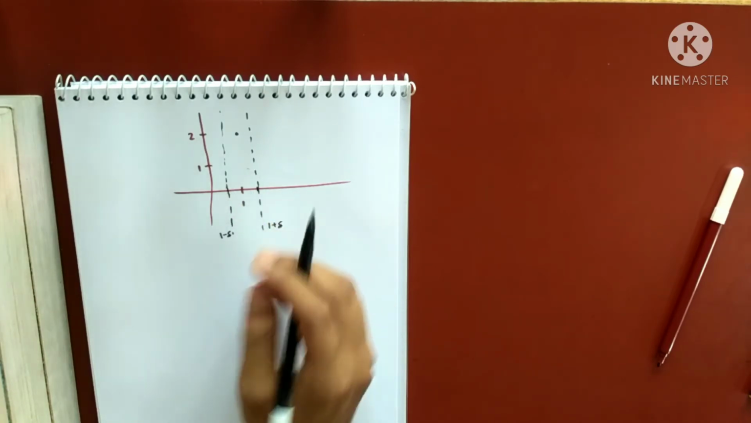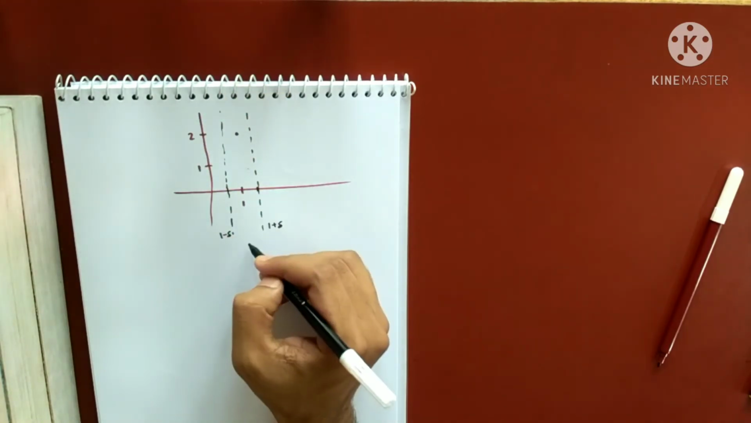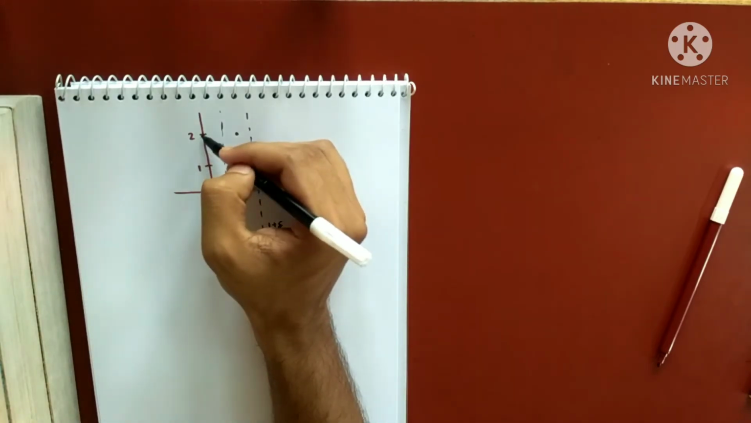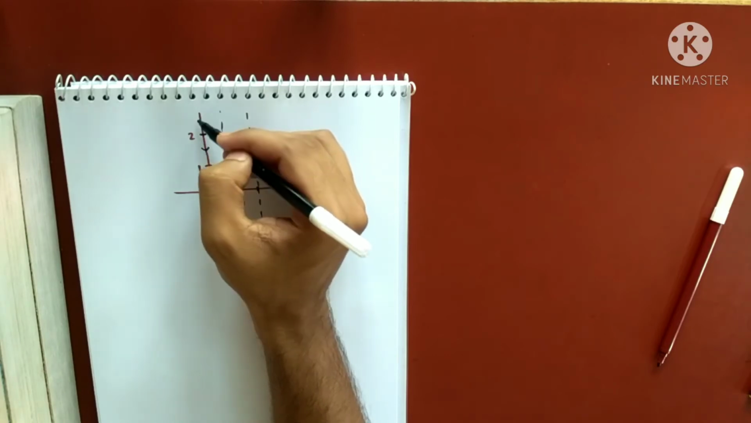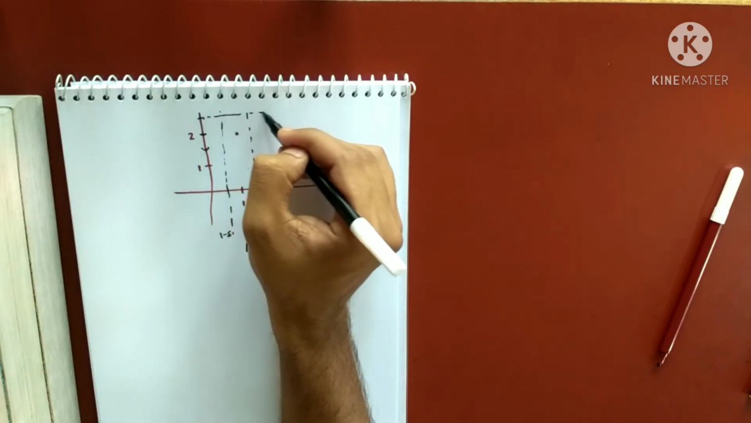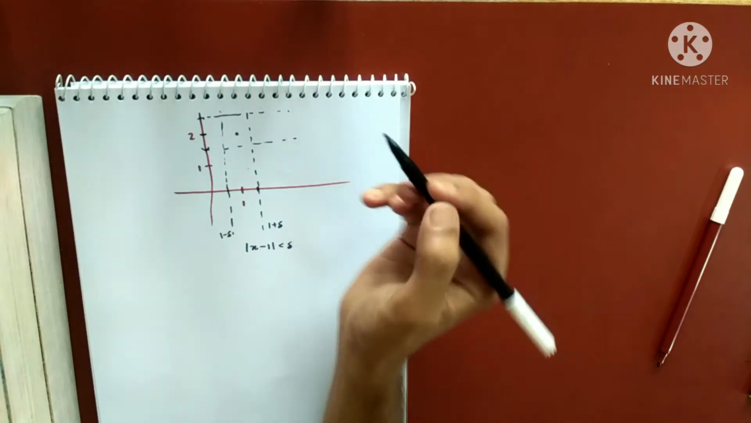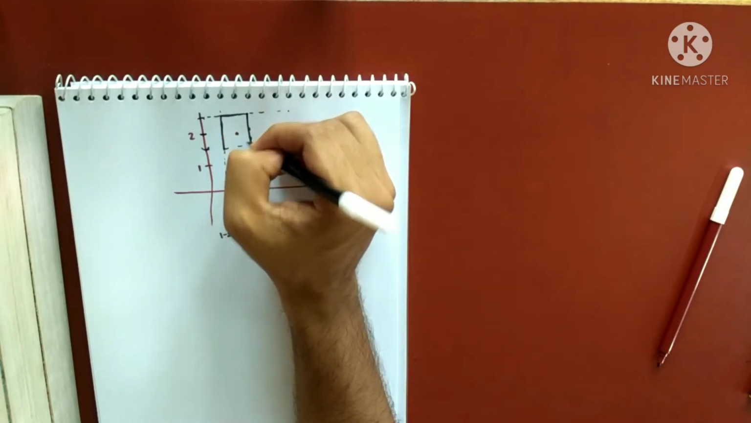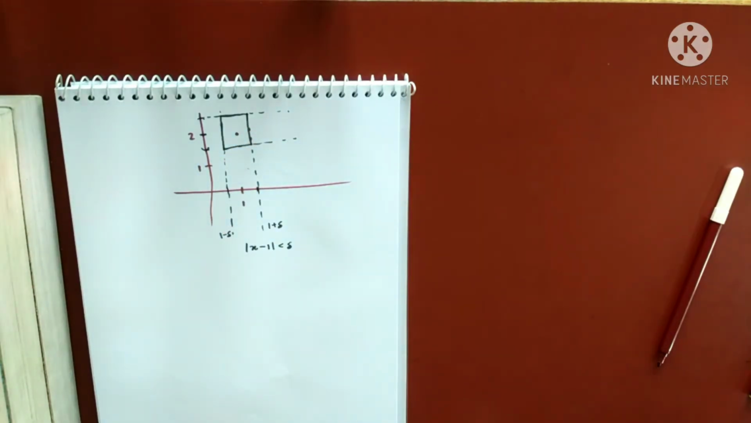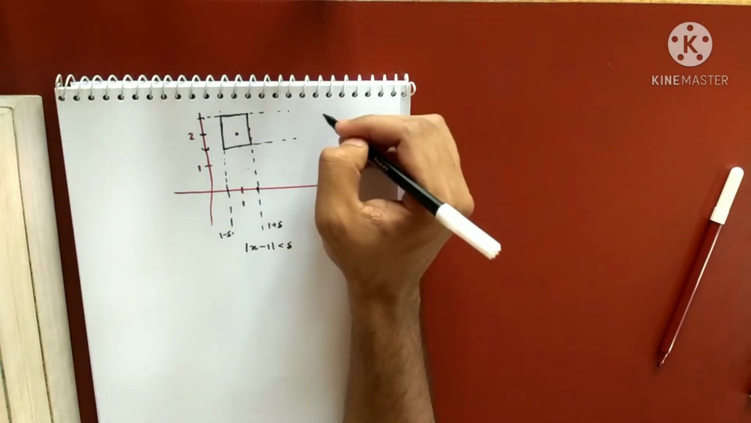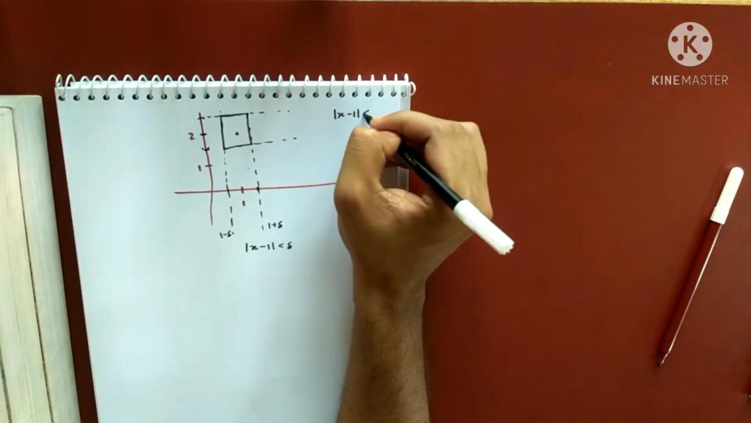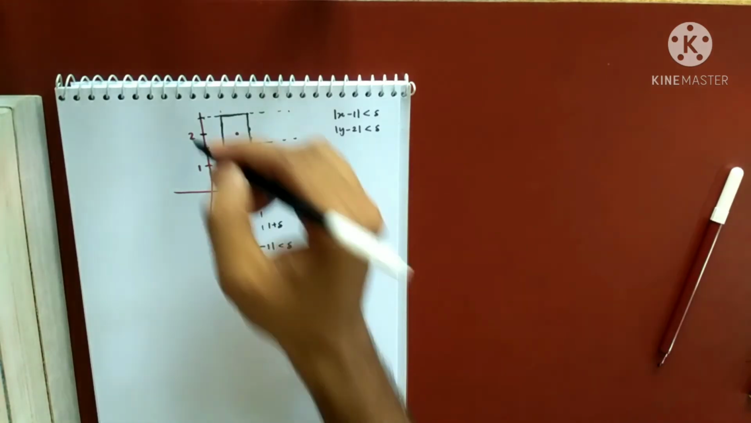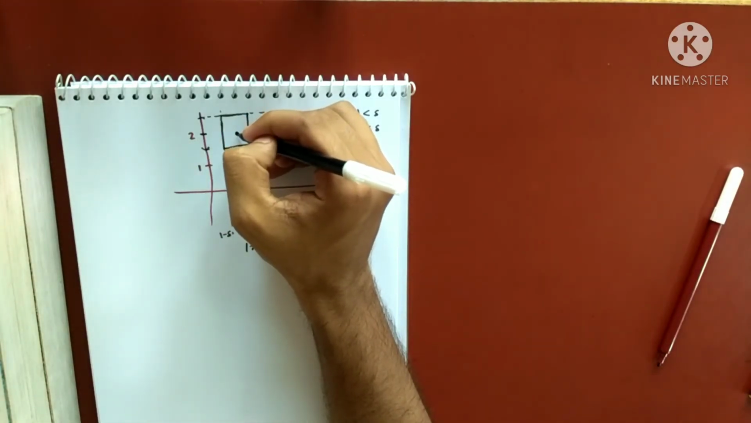So all those x lying inside this band are of this form, so modulus of x minus 1 is less than delta. Similarly, around 2 I considered delta. So this is 2 minus delta. This is 2 plus delta. So basically, I am interested in this neighborhood, this square neighborhood. Any point inside this neighborhood satisfies x minus 1 is less than delta and y minus 2 is less than delta. So I wanted to find the limit at this point.